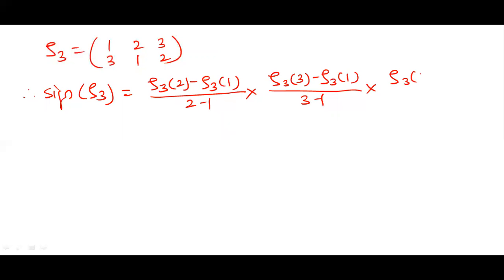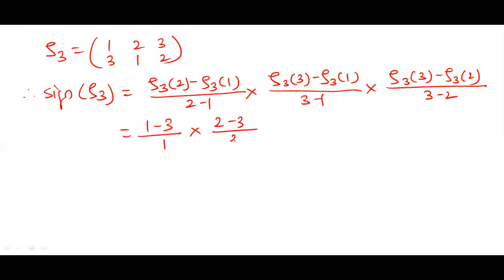Row 3 of 3 minus row 3 of 2 divided by 3 minus 2. Okay. Row 3 of 2 is 1 minus row 3 of 1 is 3 divided by 1. Okay. Row 3 of 3 is 2 minus row 3 of 1 is 3 divided by 2. Okay. Row 3 of 3 is 2. Row 3 of 2 is 1 divided by 1.